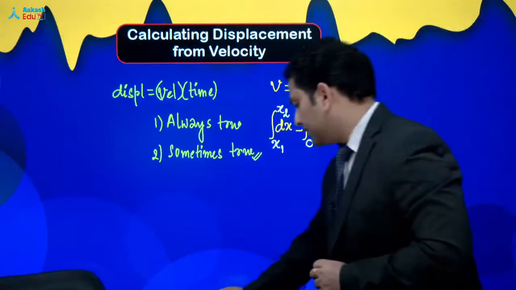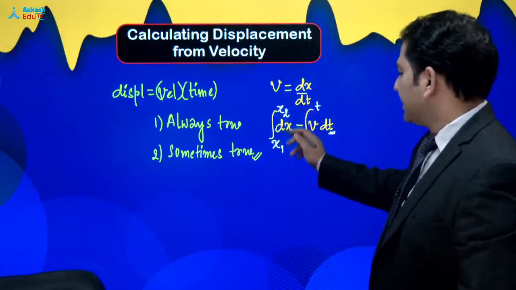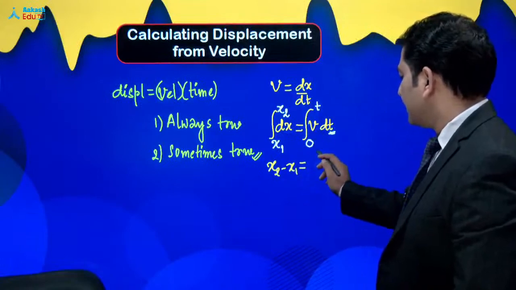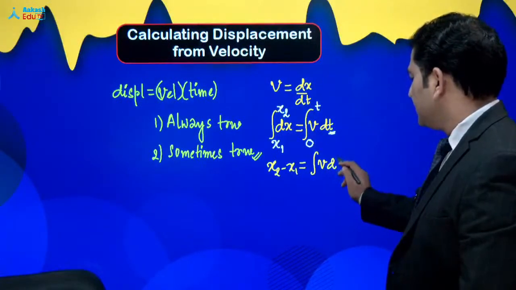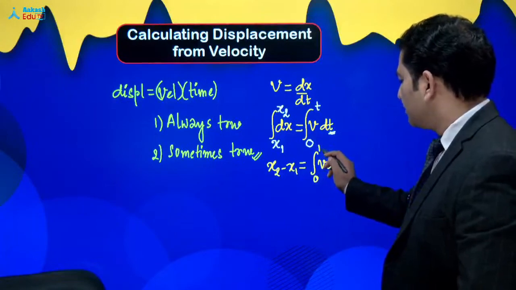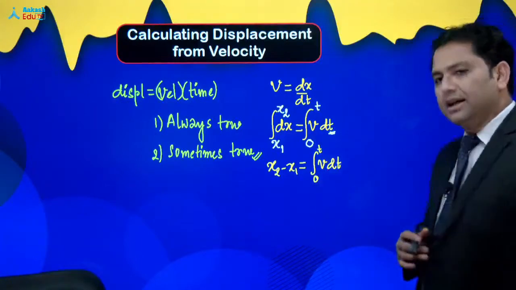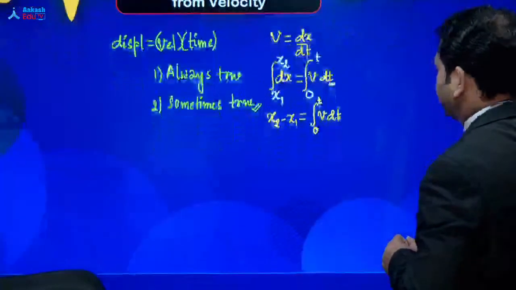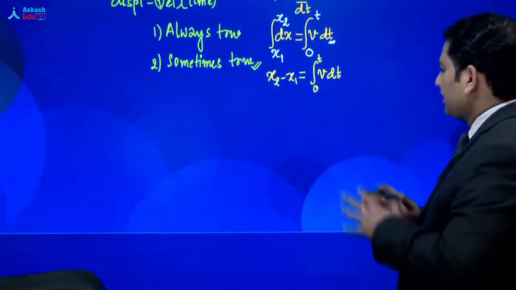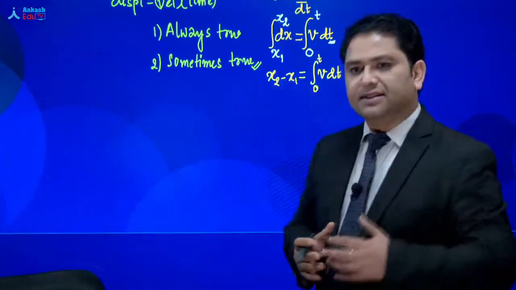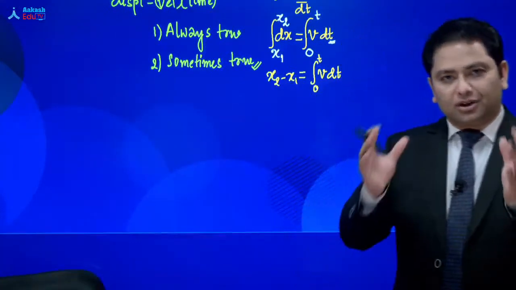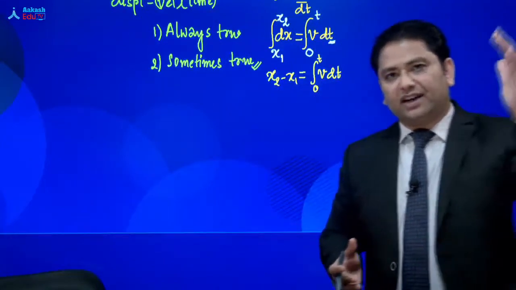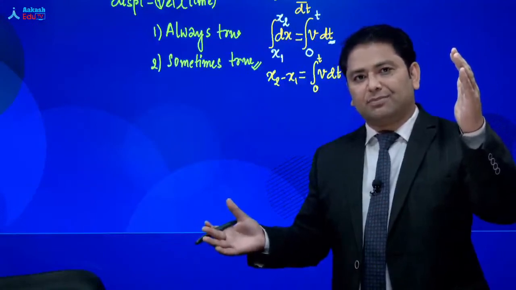Now further, let's try to see. This becomes x2 minus x1, and that is integral v dt. Still you don't need to think about anything. It is still in the form of differential, so still it is generic. Now let's see, what is x? X is the position or change in position. That's the LHS: the final position minus the initial position.